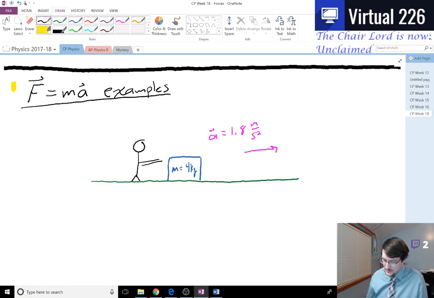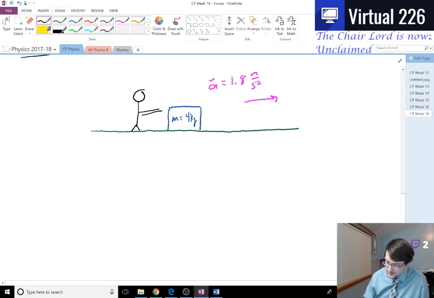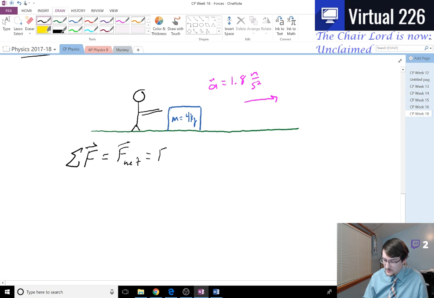This isn't a crazy scenario here. We're just using F net equals ma, so we can just say that F, and remember this is F net, it's the sum of the forces, like I said before. Some people like to write this as a sigma. Some people like to write this as F net. Some people just like to call it F because we all understand what that is. And that just equals ma.